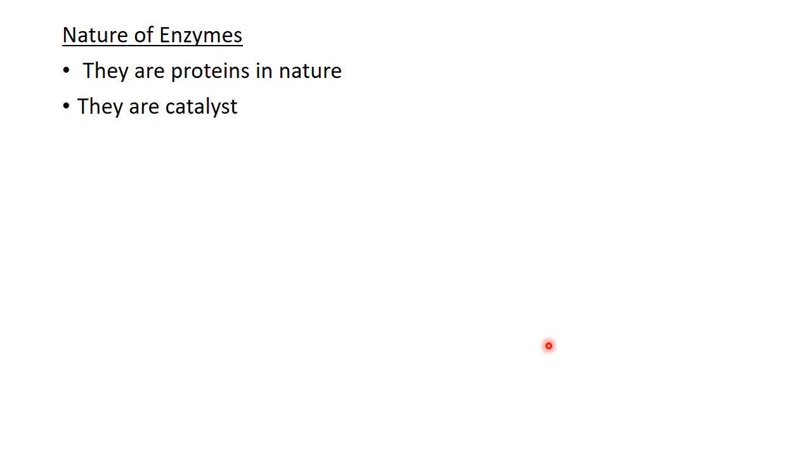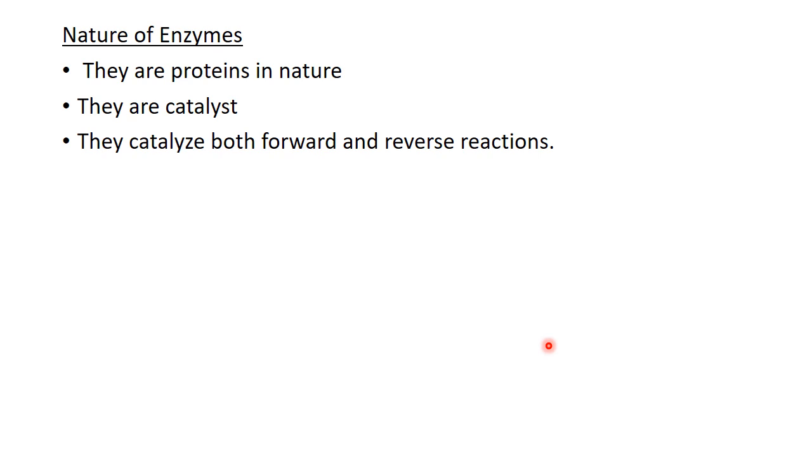So we're going to start with the nature of enzymes, or characteristics of enzymes. How can we tell that this is an enzyme when you have been given a sample or something, and they ask you, is this an enzyme? How can you tell? So the first is enzymes are proteins in nature. Proteins are things like meat. So when you think of enzymes, think of meat. What other characteristic? Enzymes are catalysts. If something is an enzyme, it should be able to catalyze a reaction. Third, they catalyze both forward and reverse reactions.